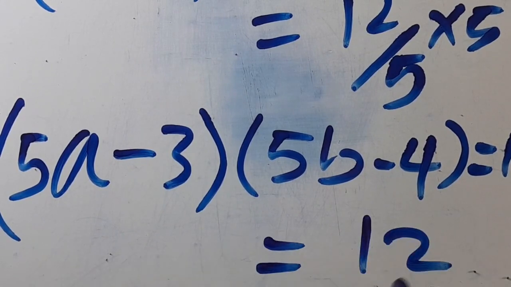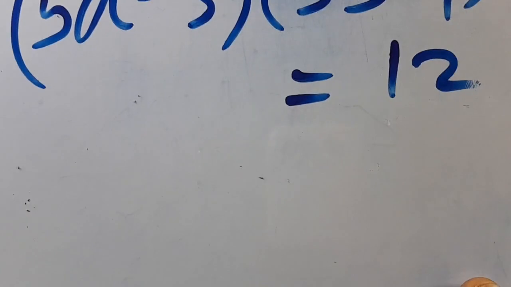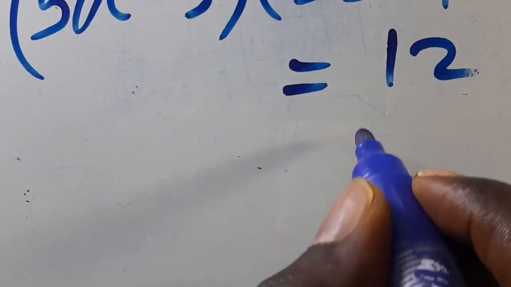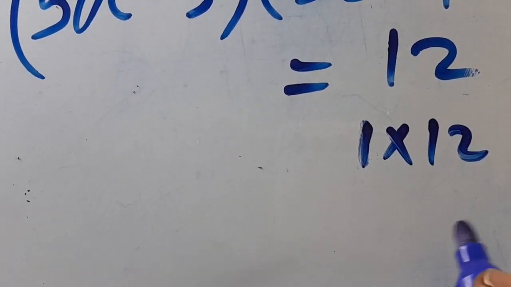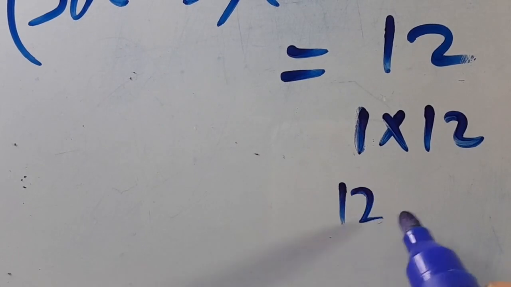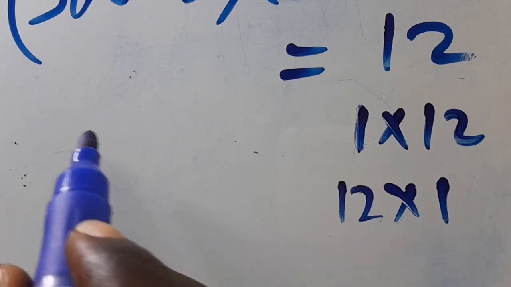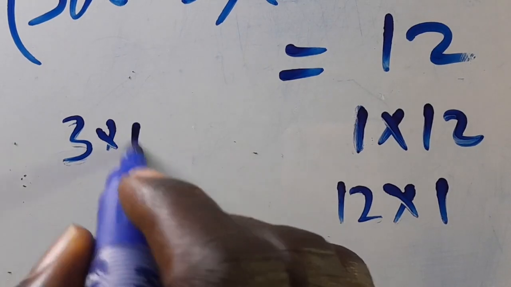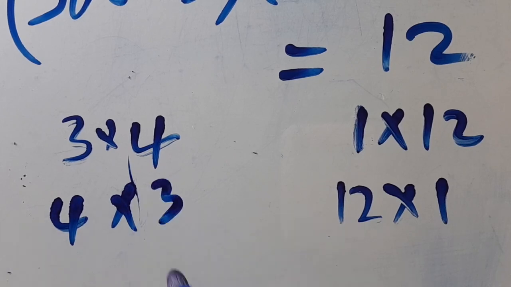Now, from here, we want to do something reasonable. We know that we can have 1 times 12 will give us 12. We can have 12 times 1 will give us 12. We can have 3 times 4 will give us 12. We can have 4 times 3 will give us 12.